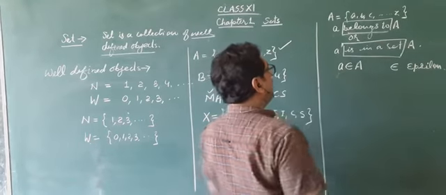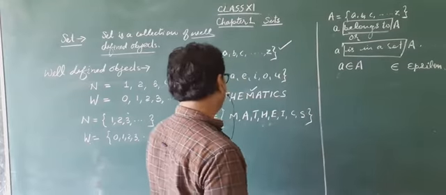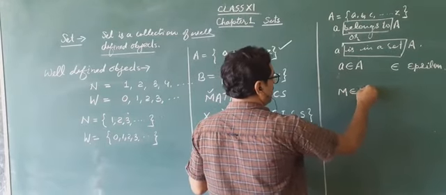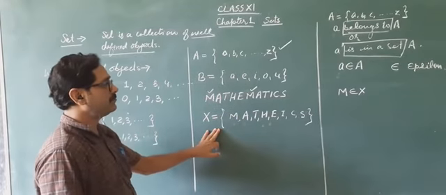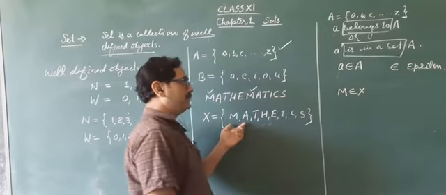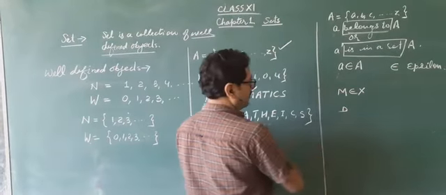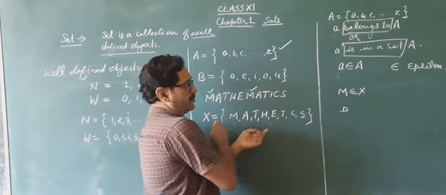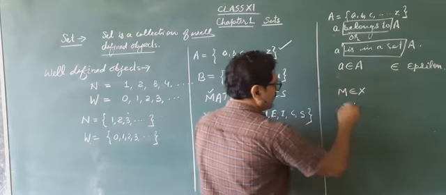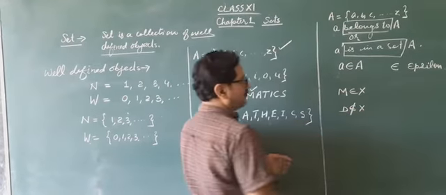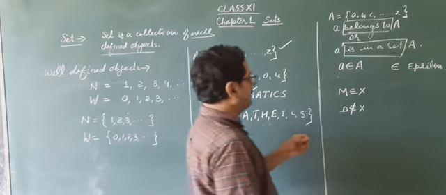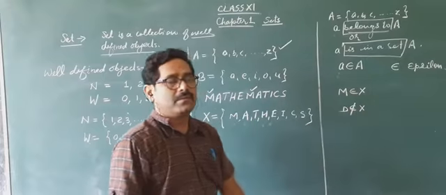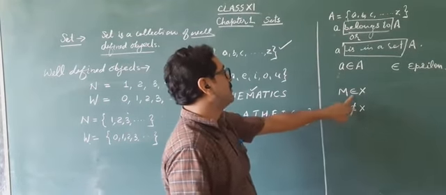This a belongs to A means a is an element of A. Similarly, suppose this letter M, so M belongs to X. Here, suppose D, we can see D does not belong to this set X. So we will write it as D does not belong to X. If an element does not belong to a set, we write D does not belong to X. So this is the symbol of not belonging to, and this is the symbol of belonging to.